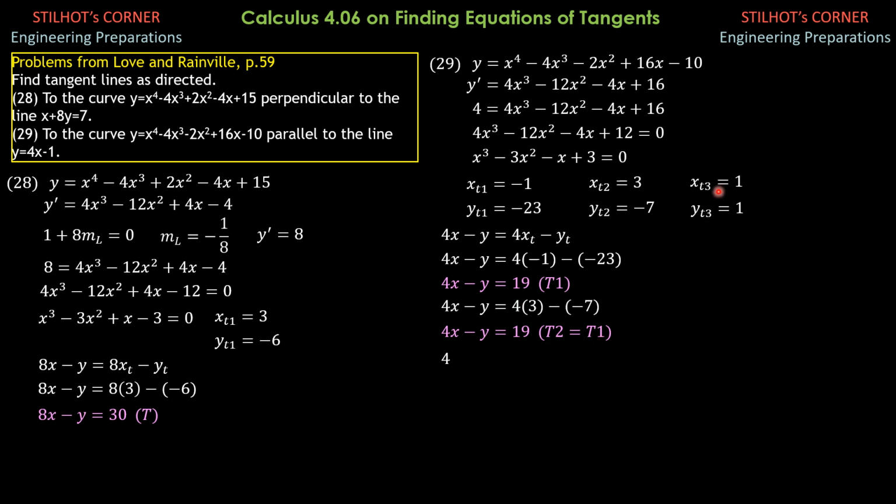And finally, 1 comma 1: 4x minus y equals 4 times 1 minus 1. So the third tangent is 4x minus y equals 3. So that's it for this video.